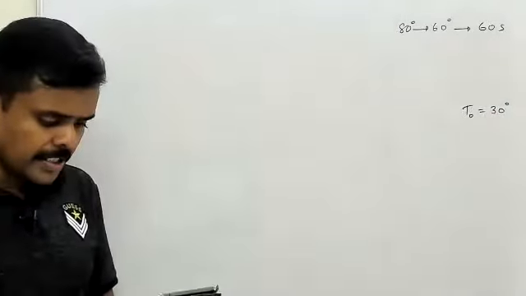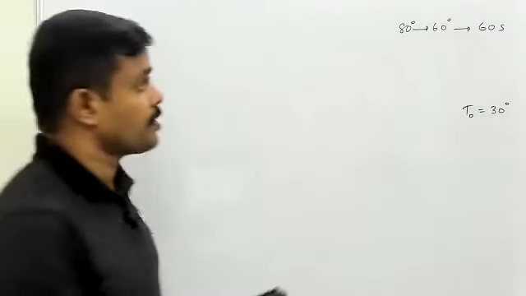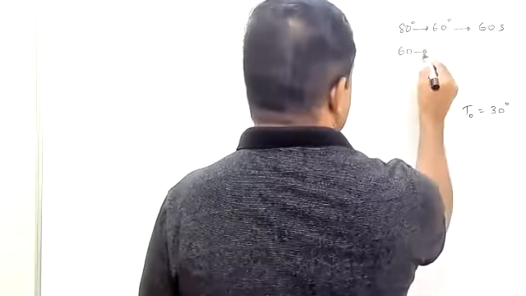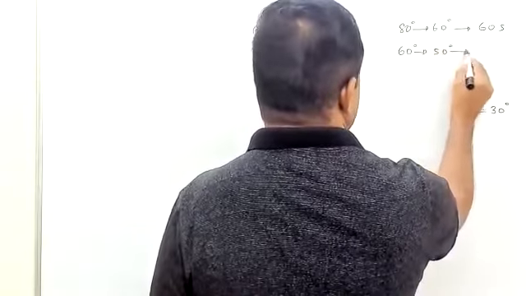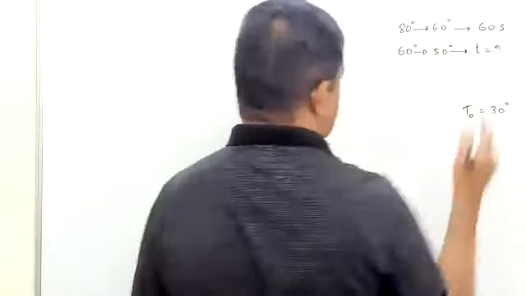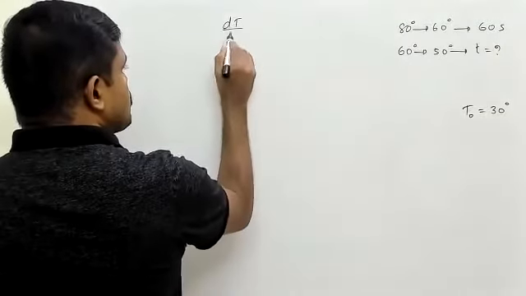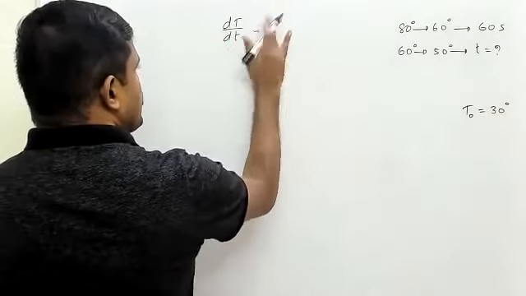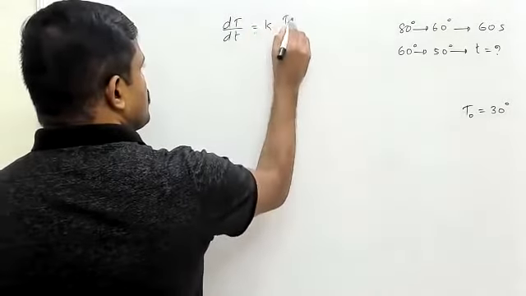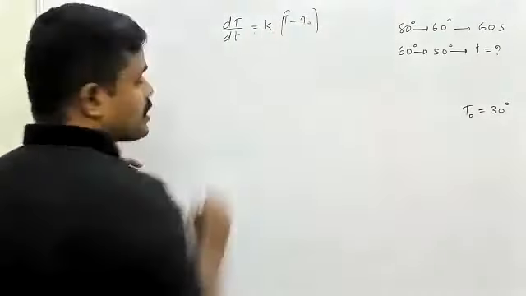In cooling from 60 to 50 degrees, how much time will it take? 60 degree to 50 degree, how much is the time taken? You know how to do this, right? You remember the basic equation: dT by dt is equal to K into T minus T0.